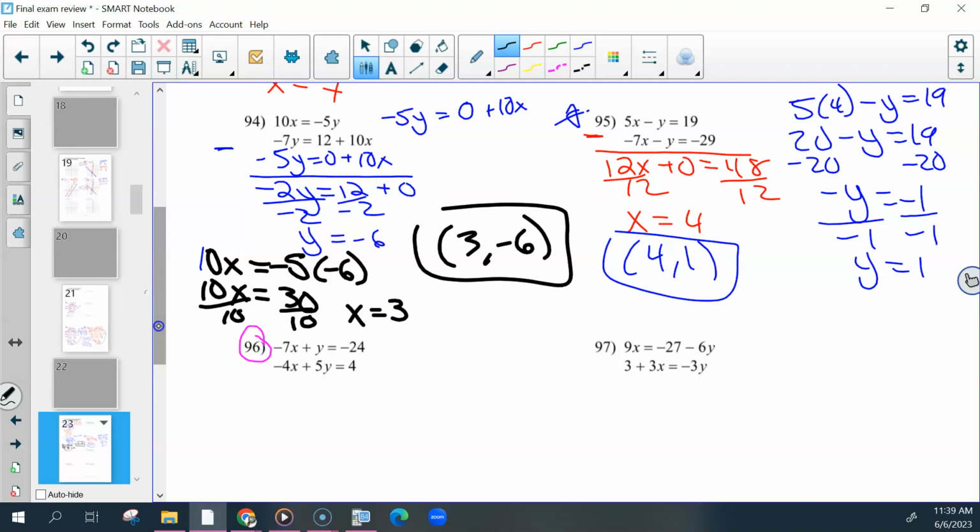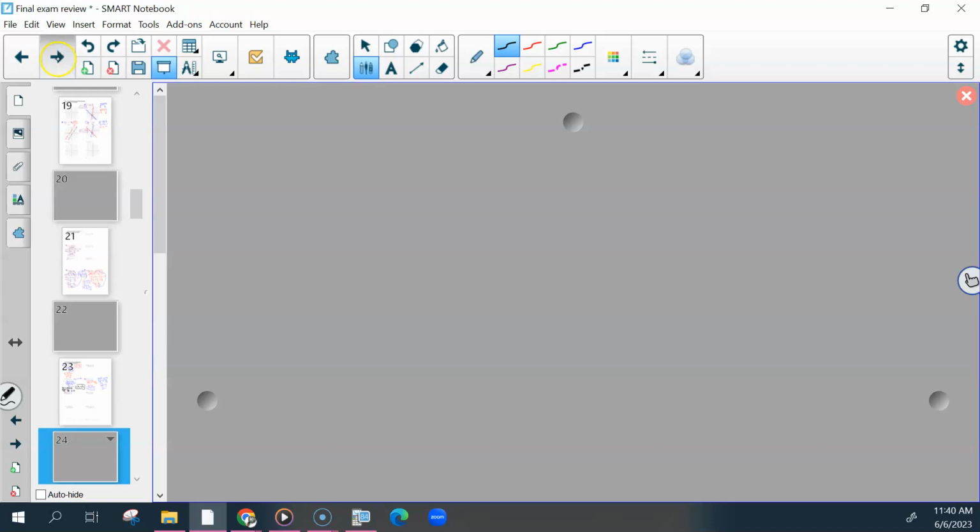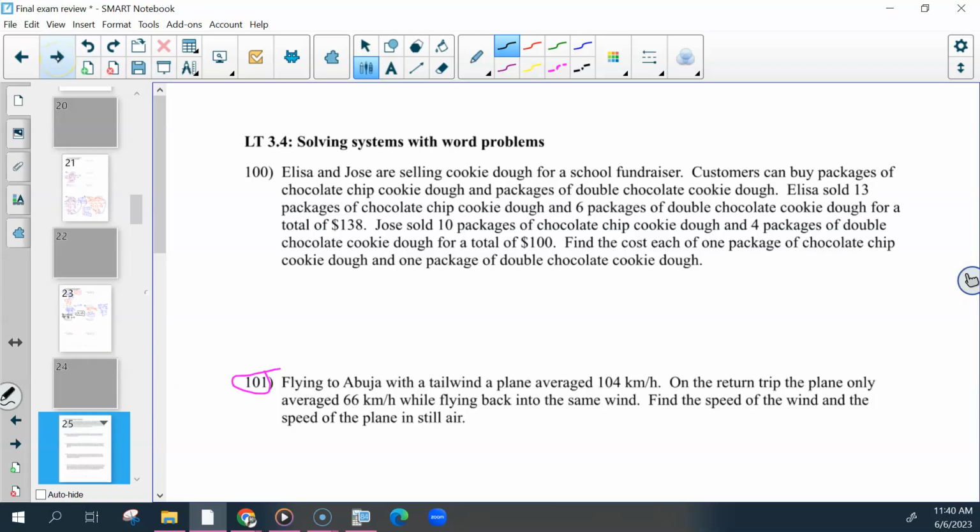Any others on this page? Go on to the next. So now we're doing systems, but with word problems. Which of these do we want to see and go over? Have questions about?